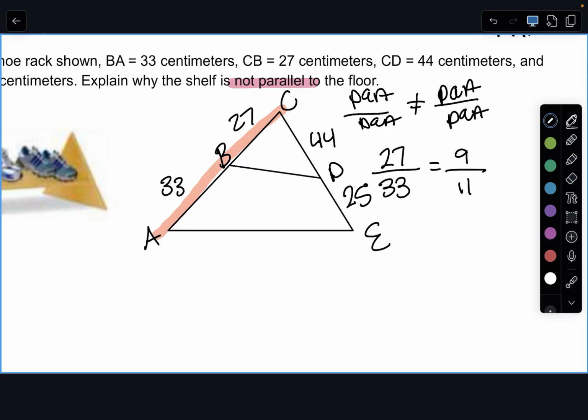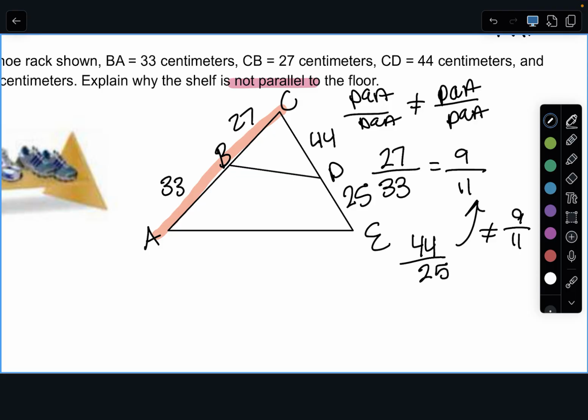For my other side, what are my two parts? 44 and 25. Which one has to go on top? 44, because I put the 27 on top for my other one. So 44 on top over 25. Can I ever divide 25 by something to get 11? No. 11 times 2 is 22. And it's going to be a weird decimal that I would have to divide by. So these fractions are not equal. It doesn't come out that clean. So it's not equal to 9 over 11. And that's all I have to show numerically.